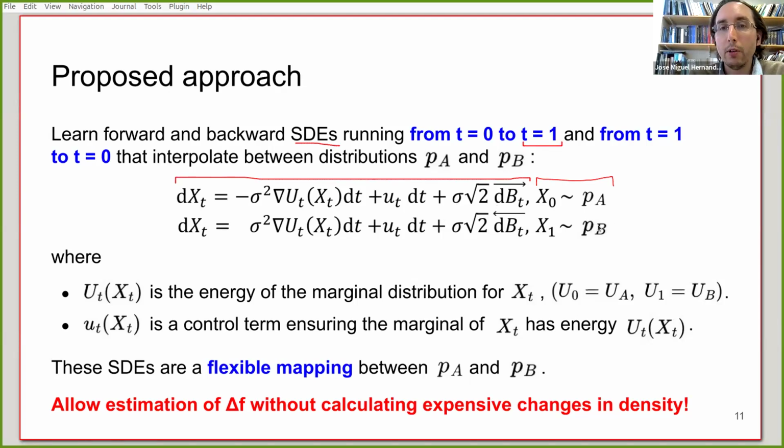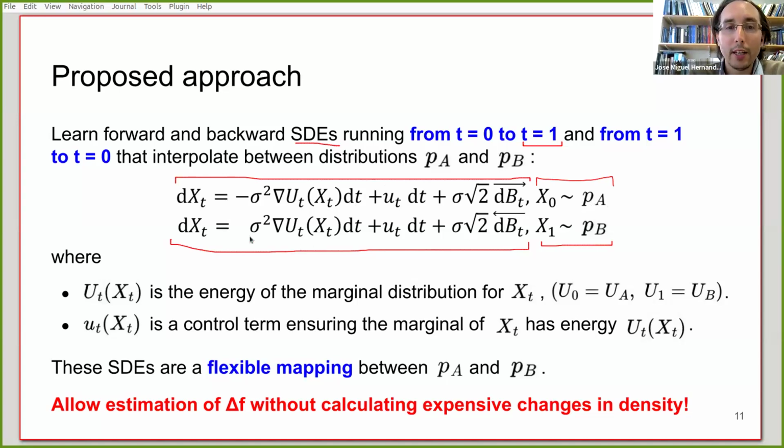Okay, and we're going to have also a backward SDE, which starts at a sample from the second distribution PB, and it's going to be running backwards in time according to this expression until we reach time 0, and at time 0 we get something that is going to be close to the distribution PA. Ideally, we want these SDEs to actually map exactly samples from PA into PB and from PB into PA.